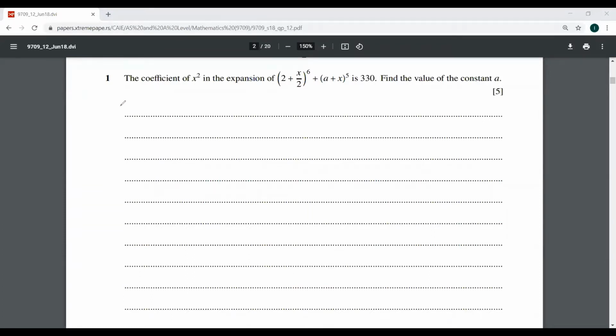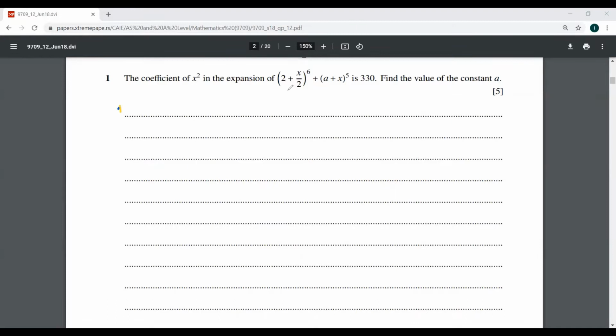So this is the first question on binomial theorem. You can also call this binomial expansion. It says the coefficient of x squared in the expansion of the sum of these two binomials is 330. So we have to find the value of the constant a.